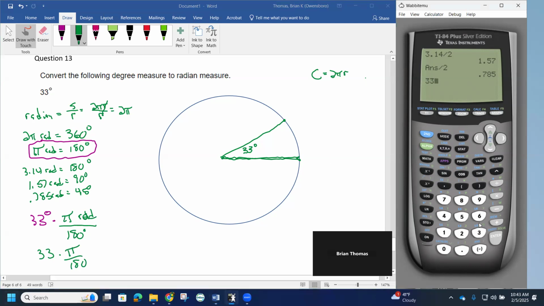So if we multiply that math out, that's going to be in radians. So 33 times, and I usually put this in parentheses, pi, which is located above the up arrow, so second up arrow, divided by 180 would be my conversion factor. And that should convert the degrees into radians. So I'm getting 0.575, which to the nearest hundredth is 0.58 radians.